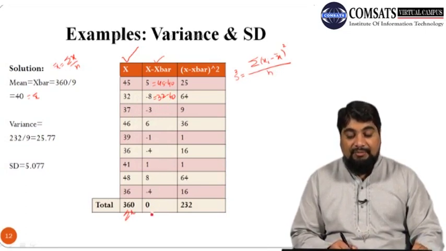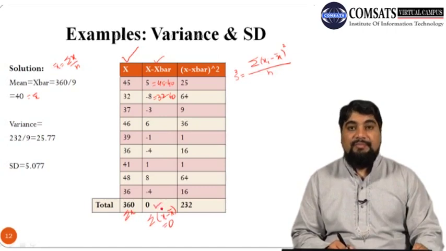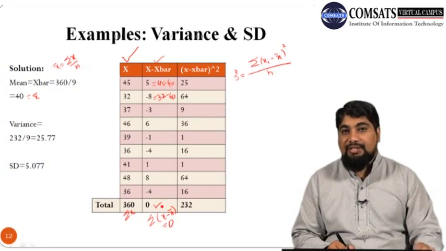So there is one very important property, that this sum of deviations taken from mean must be 0, and here it is 0. So if it is different from 0, it means you made some type of mistake, you need to cross check your calculations.